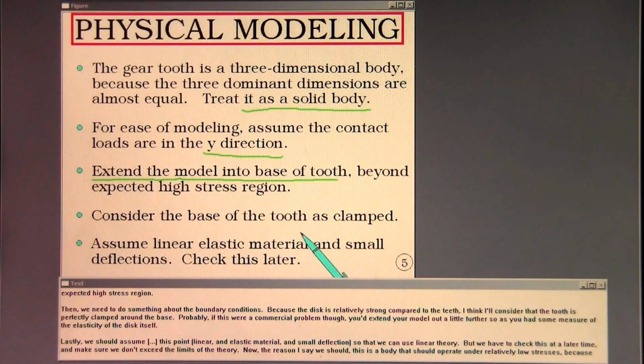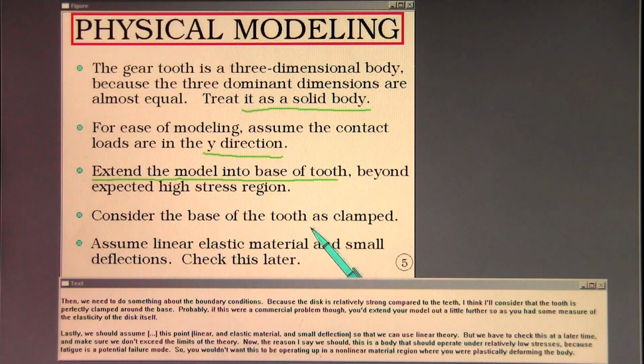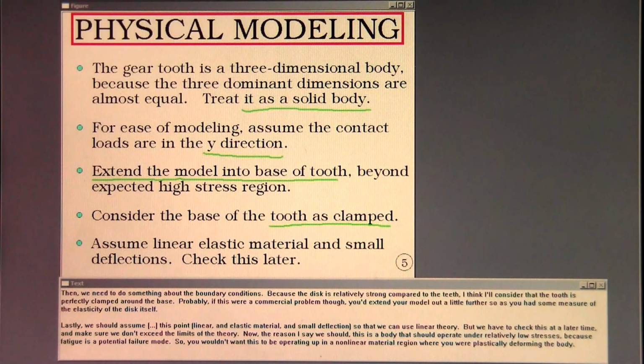Then we need to do something about the boundary conditions. Because the disc is relatively strong compared to the teeth, I think I'll consider that the tooth is perfectly clamped around the base. Probably if this were a commercial problem, though, you'd extend your model out a little further so as you had some measure of the elasticity of the disc itself.